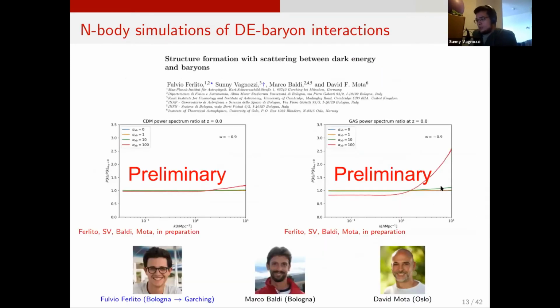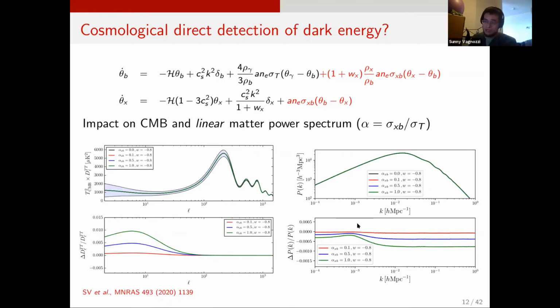So that's what I'm doing with a student of mine in Munich, Fulvio Ferlito. We are running n-body simulations where we allow dark energy to scatter off visible matter. And we're trying to understand what happens on non-linear scales. And these are very preliminary results, but we're finding interesting things. In particular, as you see here, if I take a quintessence-like dark energy with equation of state above -1, the scattering gives you a suppression of power on small scales. And on the other hand, if I take a phantom dark energy, it gives me extra power on large scales.